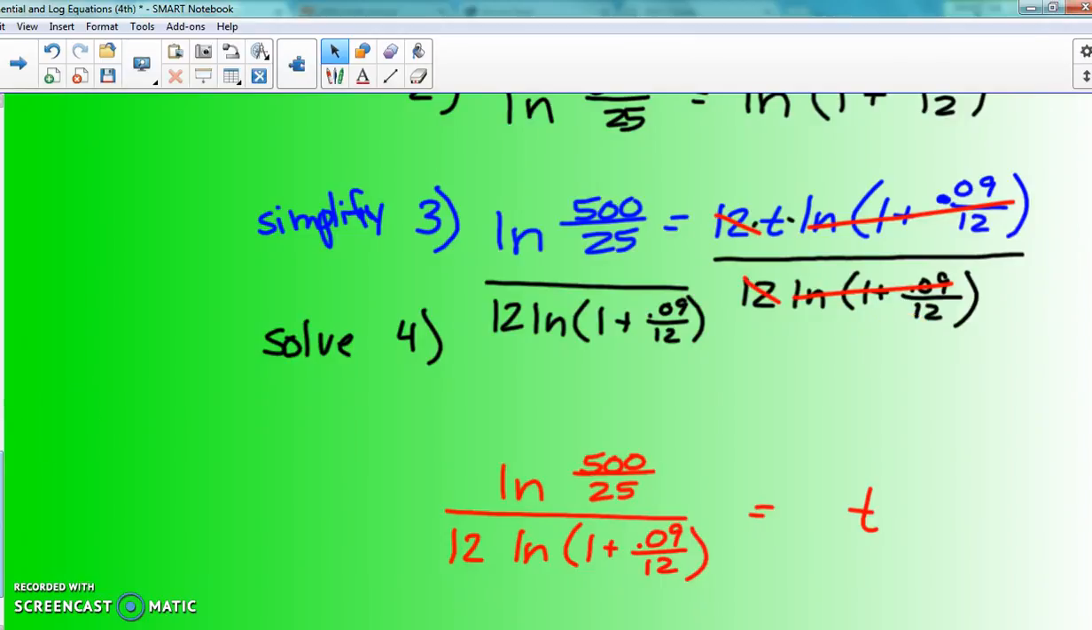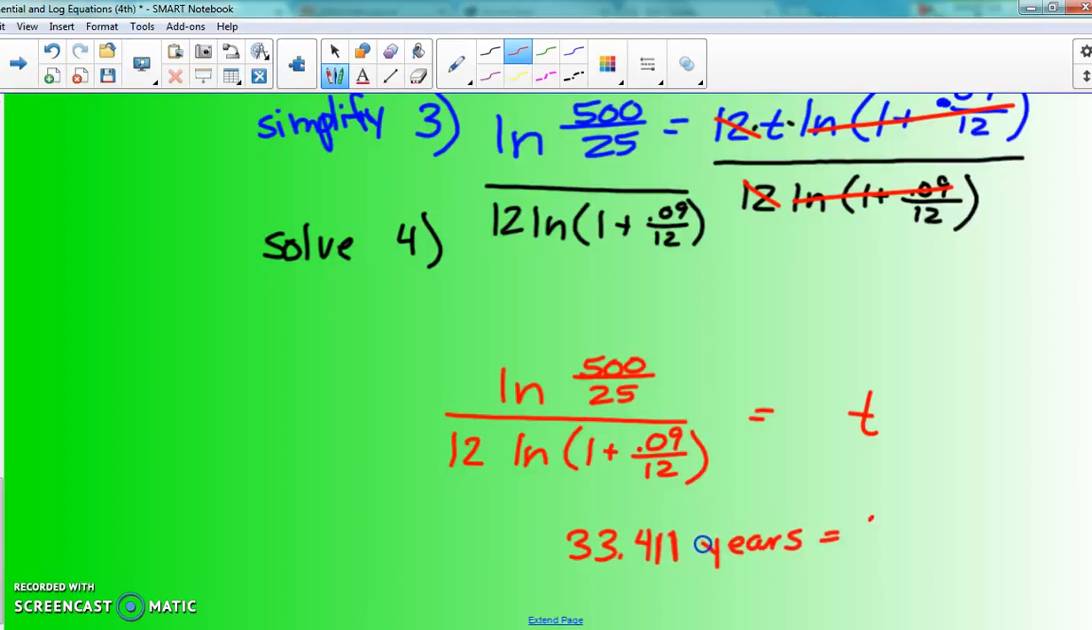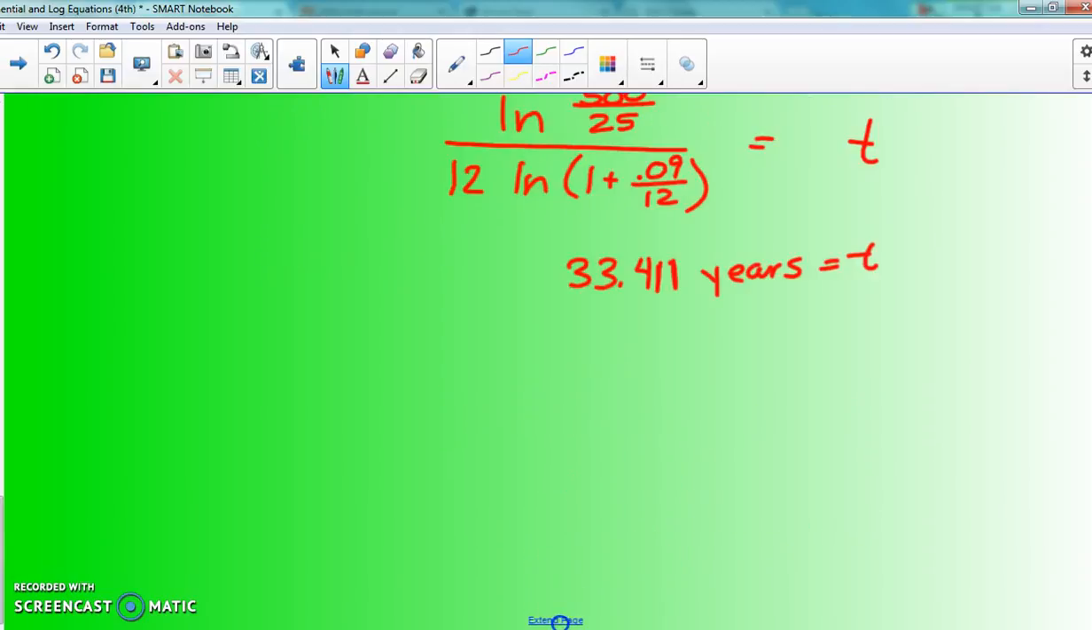And again, we're talking about years, so we're going to end up rounding it to a whole number because we can't have part of a year, like 3.4 of a year. All right, so everybody should have gotten about 33.411 years, approximately. So I'm going to round that to just 33 years. It's going to take a little bit over 33 years, but about 33 years. I'm going to write that in a sentence.